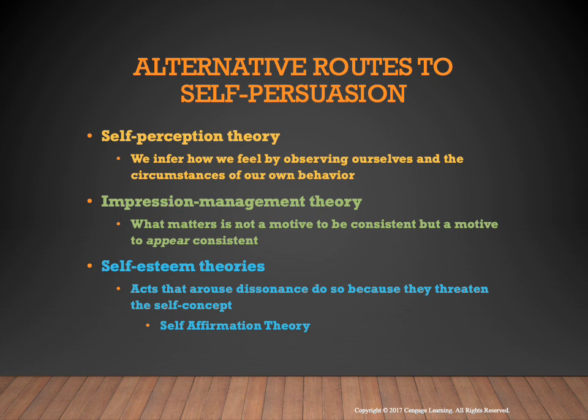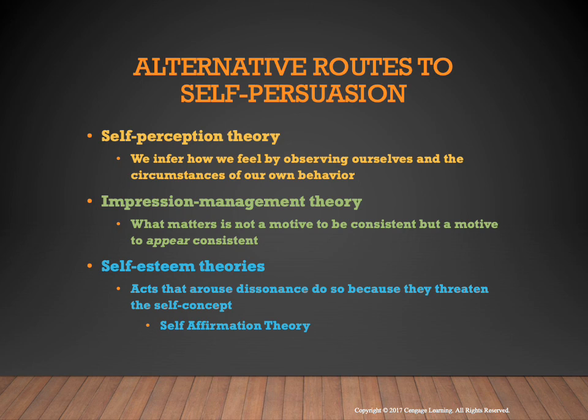Alternative routes to self-persuasion. While cognitive dissonance is the most commonly used theory to explain self-persuasion and self-motivated shifts in attitude, there are other theories that seek to explain this. There are self-perception theory, impression management theories, and self-esteem theories, the main one being self-affirmation theory. In self-perception theory, we infer how we feel by observing ourselves and the circumstances of our own behavior.